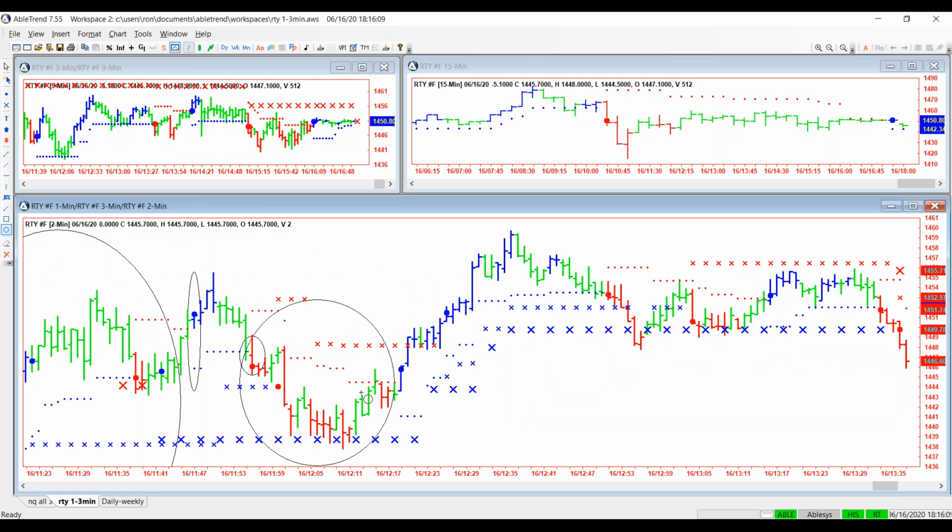No trade zone in here. See, you got red above, blue below, stay out. It's a mess. It's going to get stuck in the middle. And that's exactly what happened.